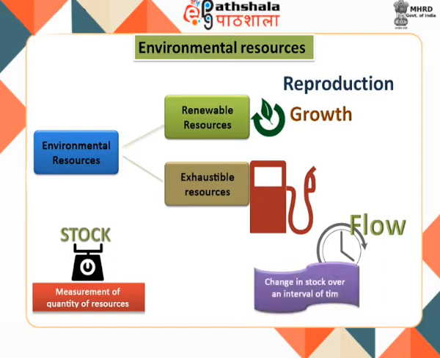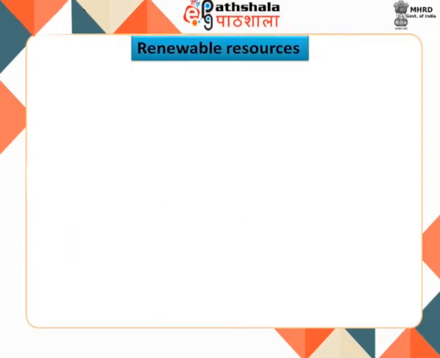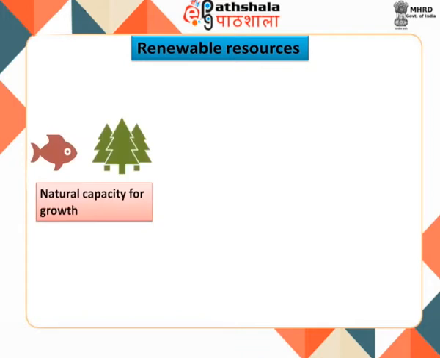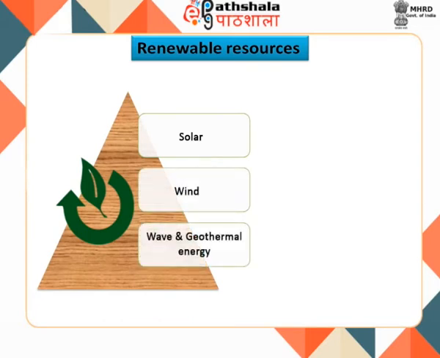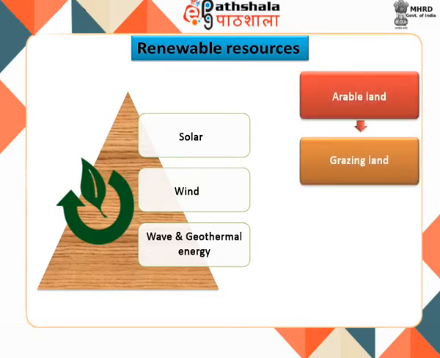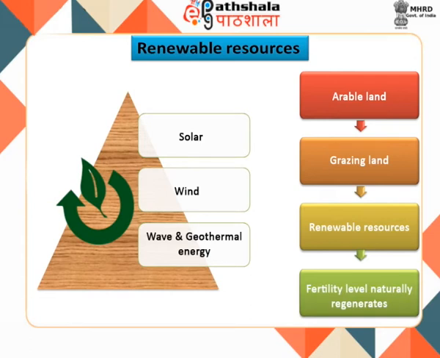The flow is the change in the stock over an interval of time, where the change results either from biological factors or from harvesting activity. Renewable resources include biological organisms such as fisheries and forests, which have a natural capacity for growth, and water and atmospheric systems, which are reproduced by physical or chemical processes. Solar, wind, wave, and geothermal energy are also considered as renewable. Arable and grazing lands are also classified as renewable resources as their fertility levels can naturally regenerate so long as the demands made on the soil are not excessive.